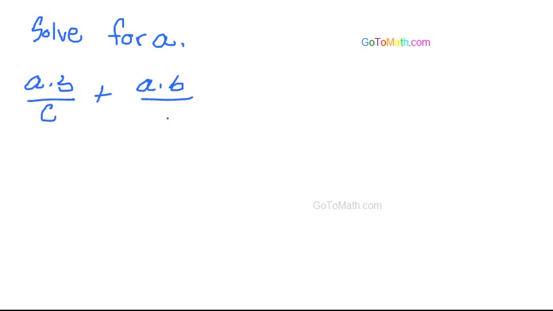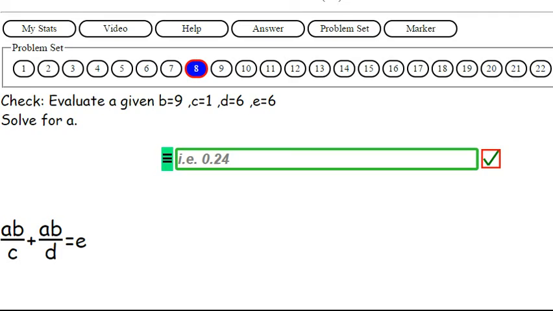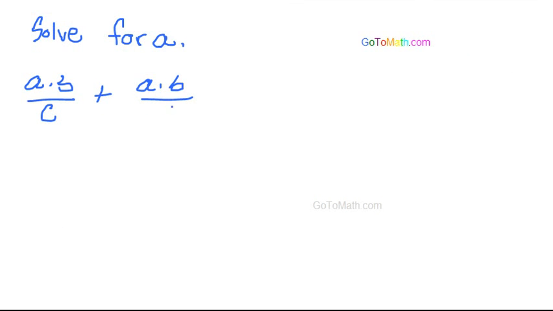Is that D? What did I write down? D could be anything. Distance, I don't know. And E, what could that be? Alright, what are we doing? We're solving for A. That's what we're doing. Solve for A. Whoa, this is craziness.